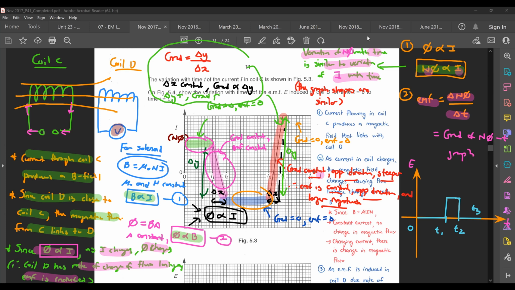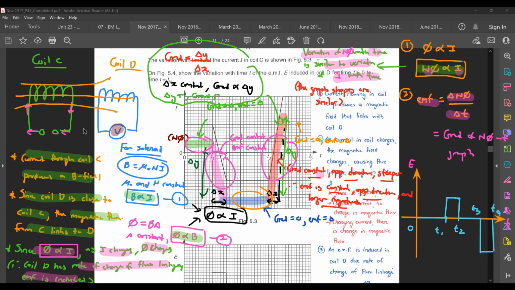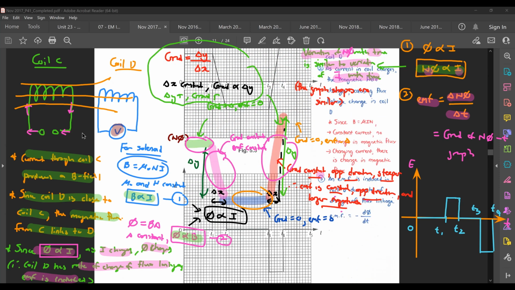And then for the last section, which is this one, you have EMF constant, opposite direction, but larger magnitude. It's going to be a straight horizontal line, but in the opposite direction. So it's going to be at the bottom. And because it's larger magnitude, it should be longer than the first one here to indicate that it has a larger magnitude. This one will be from T3 to T4. So that's why your graph here looks something like this right now.